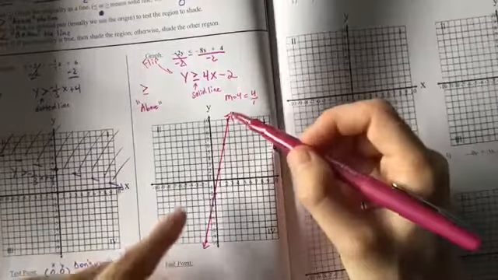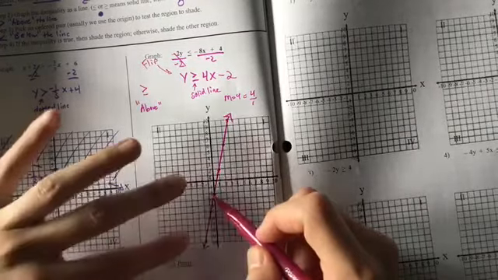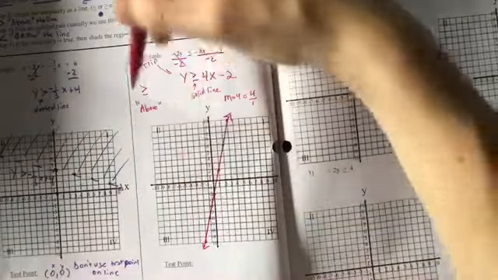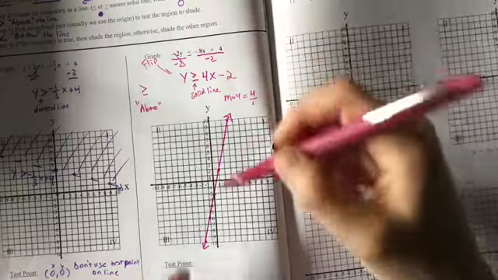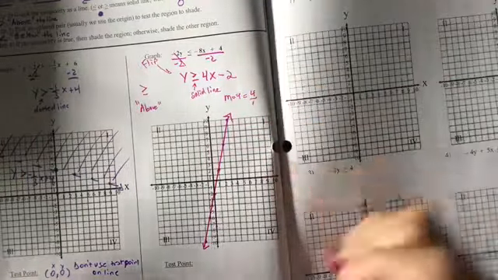I look at my line and find my y-intercept. Where are the y values greater? Because it's a greater than or equal to, above the line. So I'm going to shade this way, above the line, where the y values are greater. That's how I determine above.